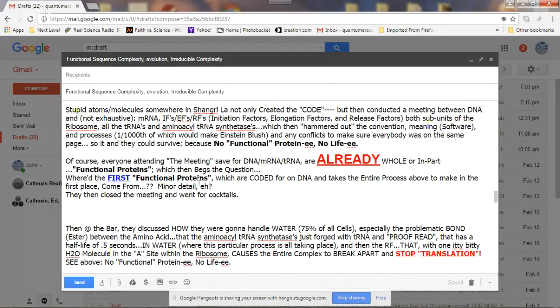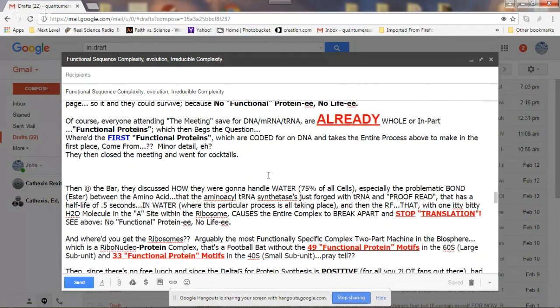Of course, everyone attending the meeting, save for DNA, messenger RNA, and transfer RNA, are already, in whole or in part, functional proteins. Huh. That begs the question, where'd the first functional proteins, which are coded for on DNA and takes the entire process above to make, in the first place, come from? Where did they come from? That's a minor detail, right? Then they closed the meeting and went for cocktails.